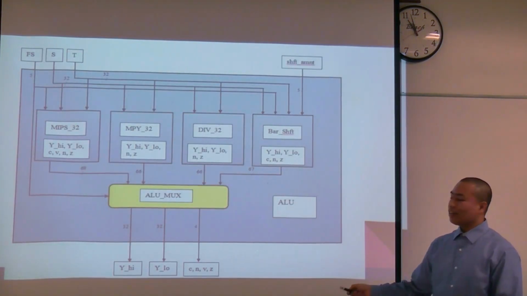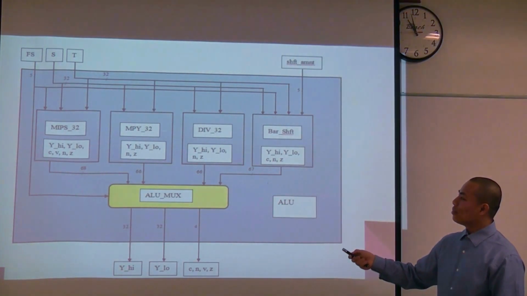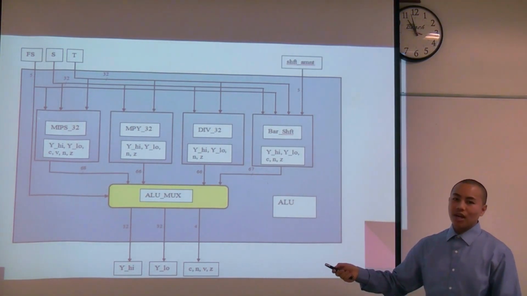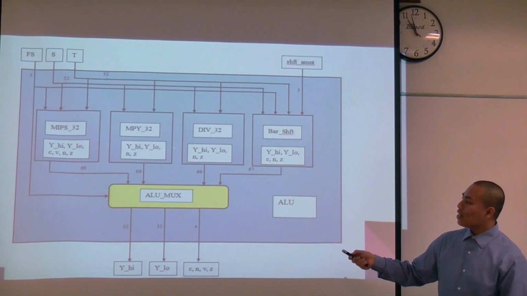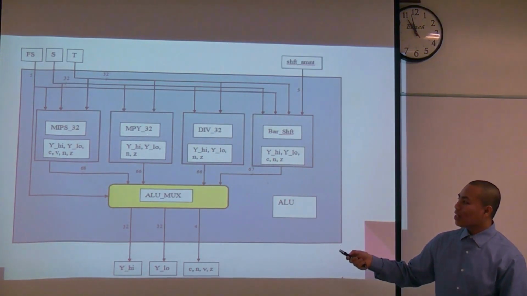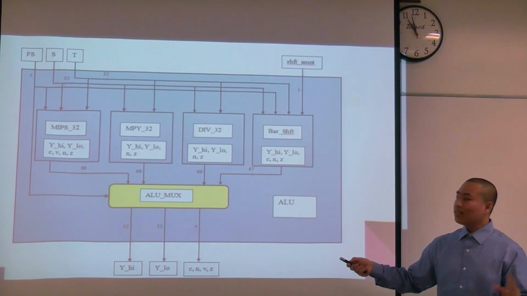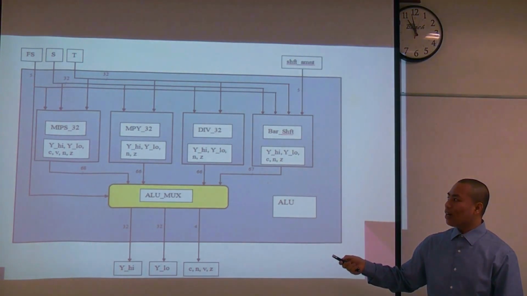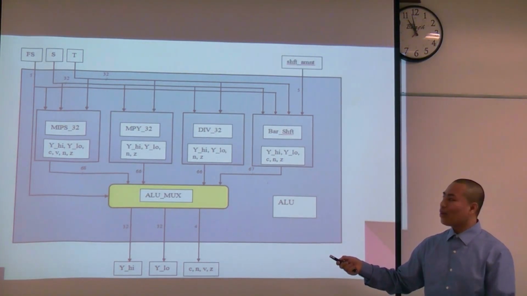Let's take a look at our ALU. We have 4 various modules. We have MIPS32. This performs every operation except for our shifts, multiply and divide. These two are allocated for, the multiply is specific for multiplication, which will produce a 64-bit product. And the upper 32 bits is stored in Y high, and the lower 32 bits is stored in Y low.